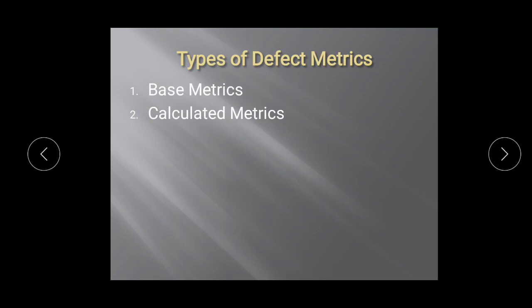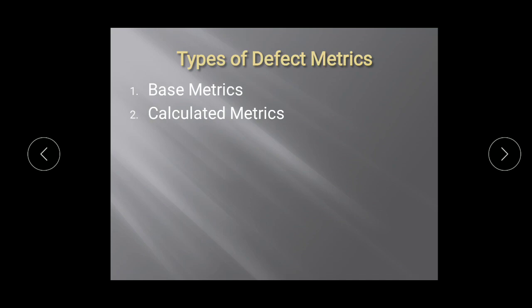For example, the examples of base metrics are total number of tests executed, total number of tests not executed, total number of tests passed, total number of tests failed, total number of defects identified. These are the examples of base metrics. Whereas calculated metrics convert base metrics into more useful information. So what does calculated metrics do? It takes base metrics raw data and converts it into useful, valuable information.